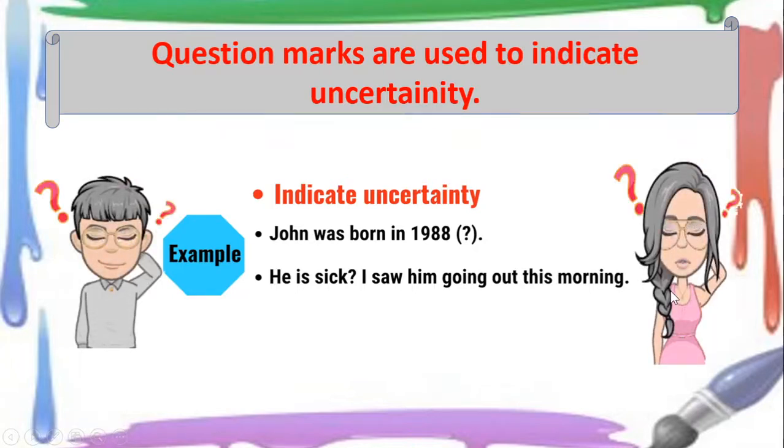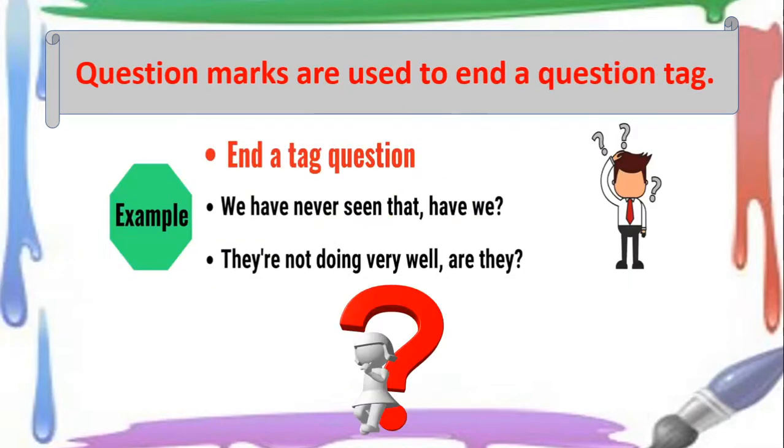See, when you are confused, you can make use of a question mark. Question marks are also used to end a question tag. You must have learned this previously, how we use a question tag. So when there is a question tag, we end the tag by using a question mark. "We have never ever seen that. Have we?" Okay, so this "have we" part is a tag, an addition to the question. So there you use the question mark. "They are not doing very well, are they?" So there you use a question mark.